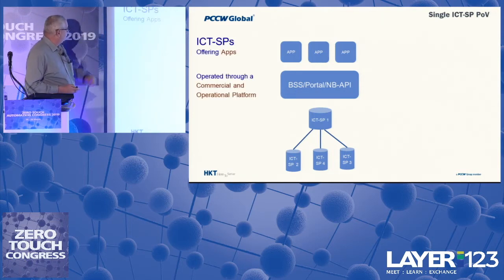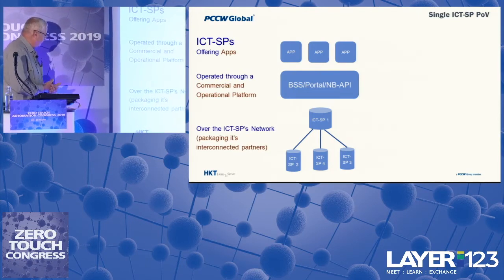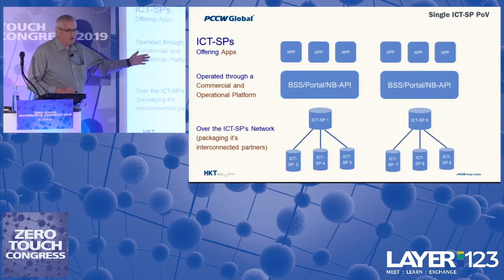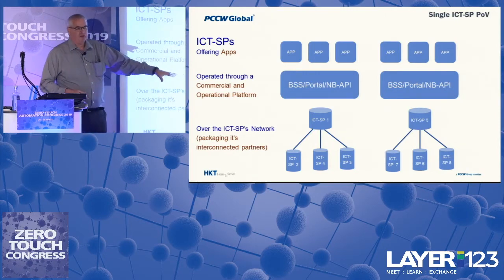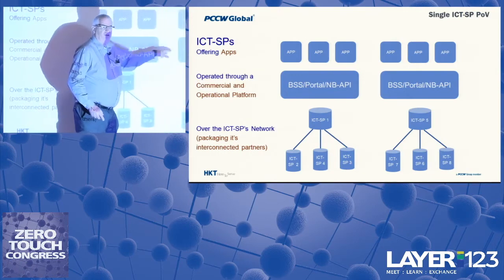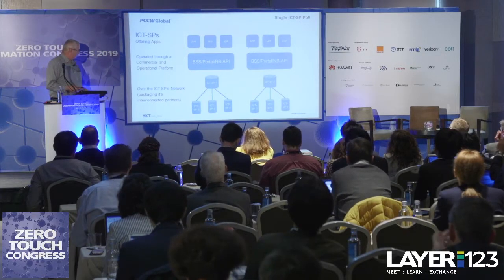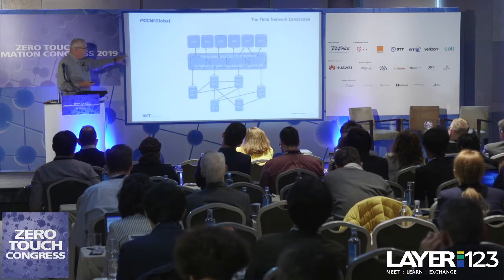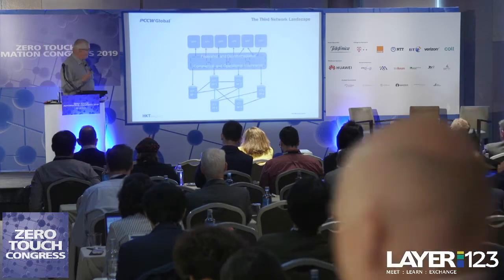And so the ICT SP is offering applications operated through a commercial and operational platform over the ICT SP's network, which sometimes packages some interconnected partners. And our competitor does the exact same thing. They compete with us using their own arrangements. But if I need to get services from that carrier, that thing is still manual. That thing still takes weeks to months to order and deliver. Where we want to be is to exchange that to a slightly more evolved model, and this is the slide I claimed IHS actually stole from us, right? Similar.